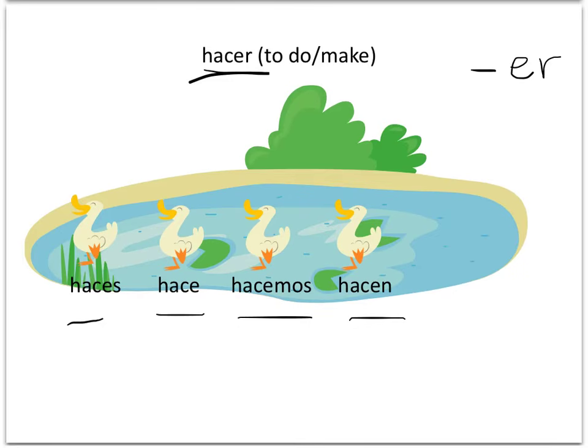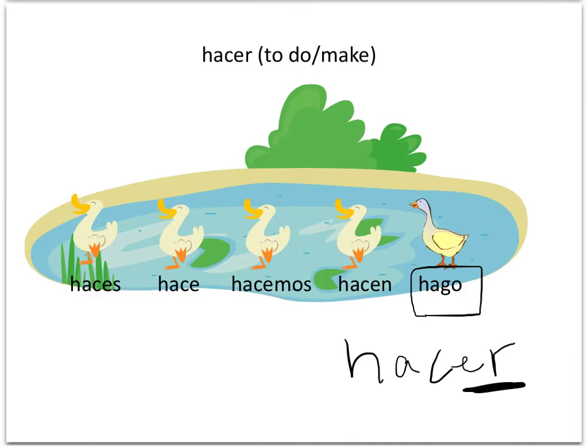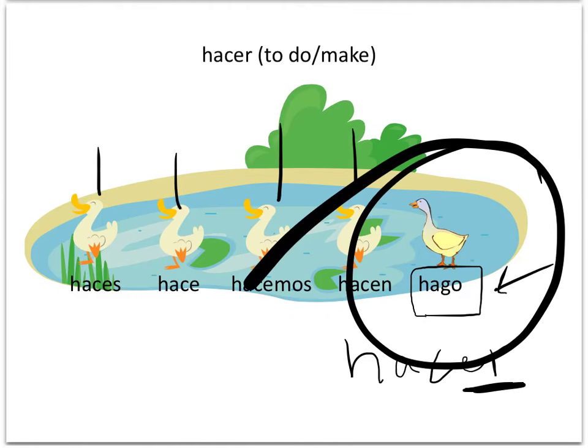And then our odd man out is going to be our yo form. For our yo form, we have hago. It doesn't follow that pattern at all. If it did follow that pattern, and you look at hacer, it would drop the ER and just place an O there. But if you notice, that's not what hago is. I like to think of it as a little game of duck, duck, goose. I know that seems a little ridiculous, but all of them are following a pattern, all of them are ducks, and then we have our odd man out, who's our goose. If that visual helps you, good. If not, just ignore these last couple slides.